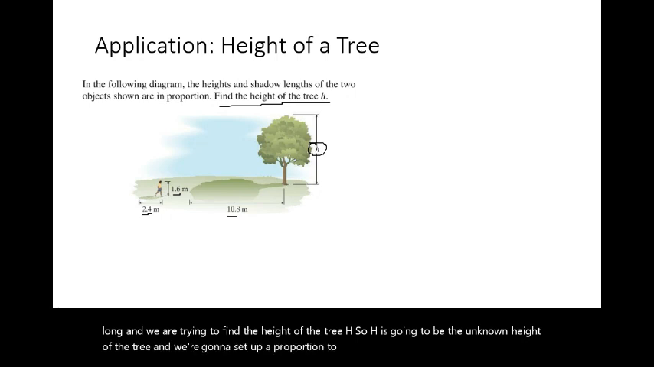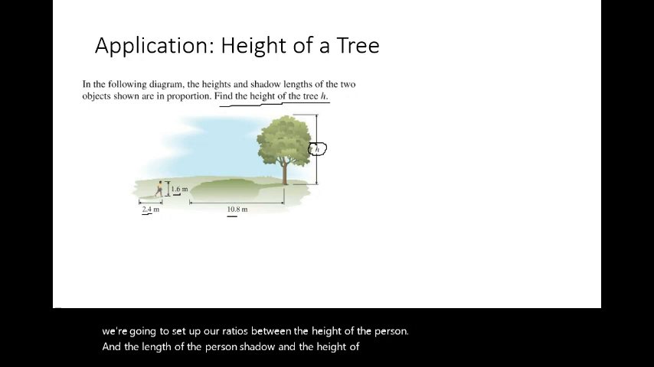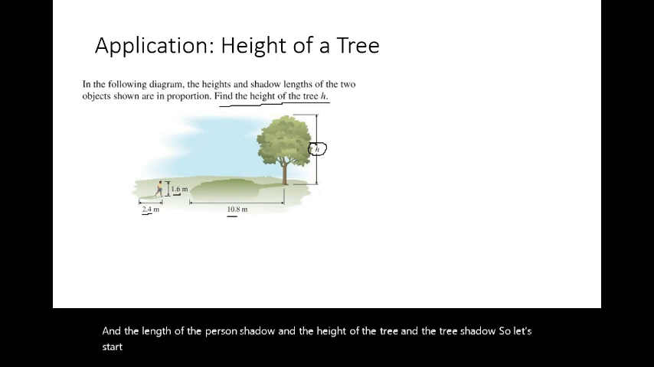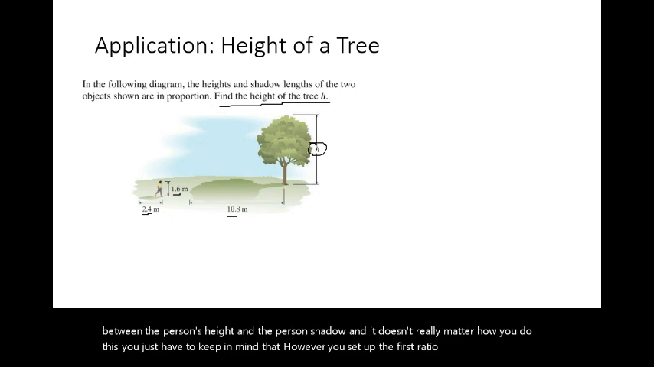Now, the proportion that we're going to set up are ratios between the height of the person and the length of the person's shadow, and the height of the tree and the tree's shadow. So let's start with the person. The person gave us the only complete ratio that we have. So I'm going to set up a ratio between the person's height and the person's shadow. And it doesn't really matter how you do this. You just have to keep in mind that however you set up the first ratio, the second ratio needs to be set up the same way.